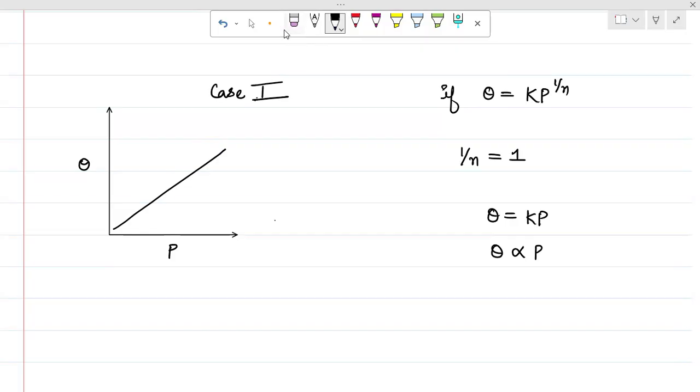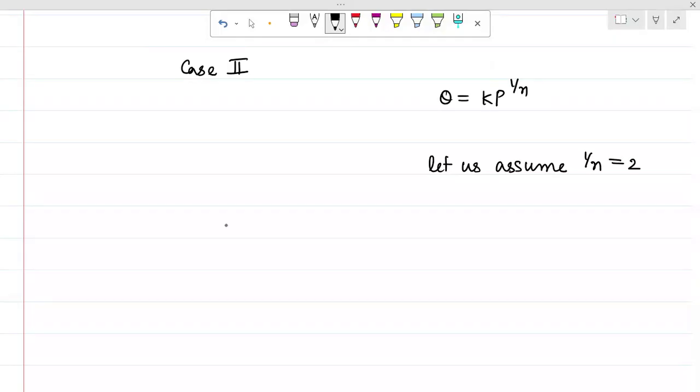All right. Now the second case, case 2. Again, we know that theta is equal to kp to the power 1 by n. The power will not ideally be greater than 1, but let us assume that 1 by n is equal to 2. Ideally this does not happen under real situations, but let's assume it because for exams, you also get arbitrary questions. You get arbitrary scenarios, so you should know how to plot whatever values are given.